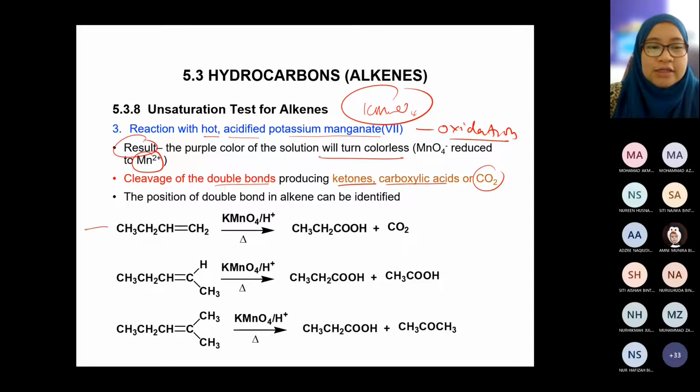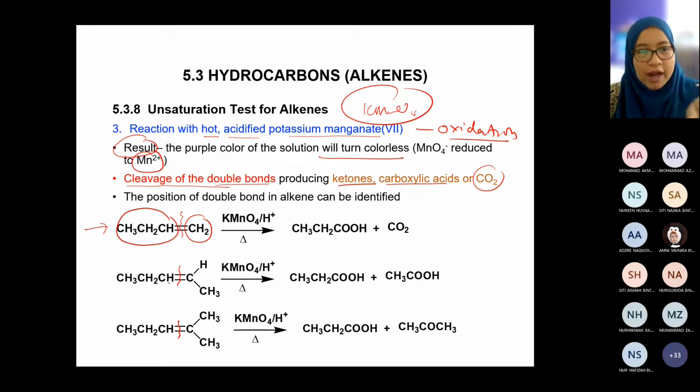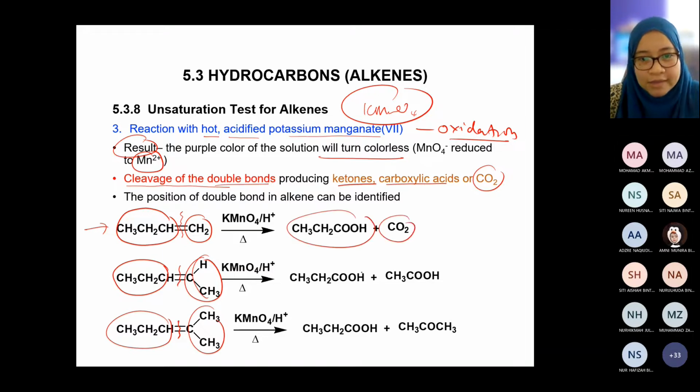Okay, look at the first one. Like I said just now, it will cleave the double bond. So this one will be broken down. Sama ini pun, dia akan break habis. So dia akan produce dua produk. So ini satu produk, ini dua produk. But we go into detail on how dia form these two products later. This one, this one and this one. So basically dia ada dua produk. Nampak tak ni? Sebab dia cleave dekat double bond.